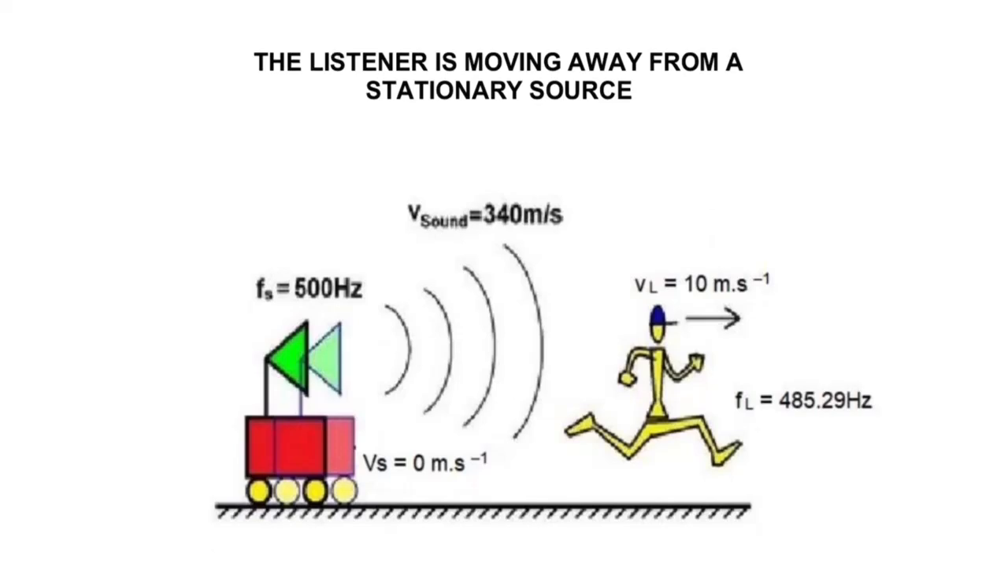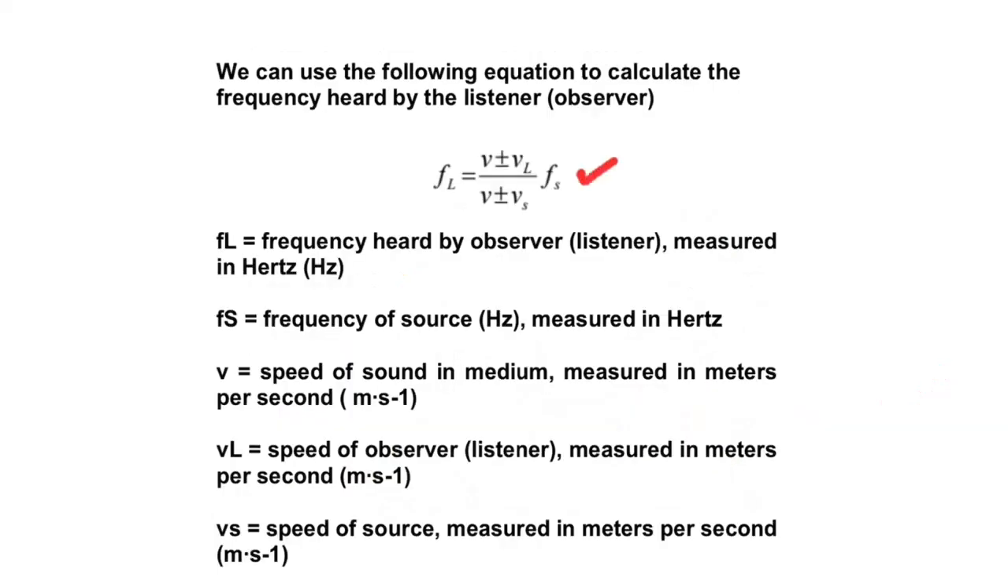Just like in this case, we are given the frequency emitted by the source. With this frequency emitted by the source, we can find the frequency that is observed by the listener using the Doppler effect. Let's go ahead and take a look at that. This is the equation we use to calculate the frequency heard by the listener. FL is the frequency heard by the listener or the frequency observed. The SI unit is hertz.